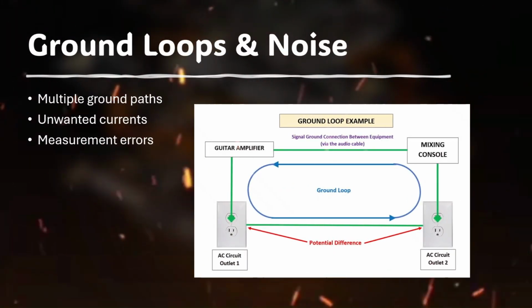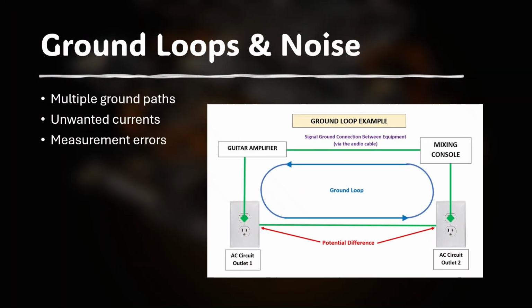Ground loops and noise. When multiple ground paths exist, ground loops can form. These loops allow unwanted currents to flow, creating noise, voltage errors, and instability. This is especially problematic in sensitive analog and mixed signal circuits.